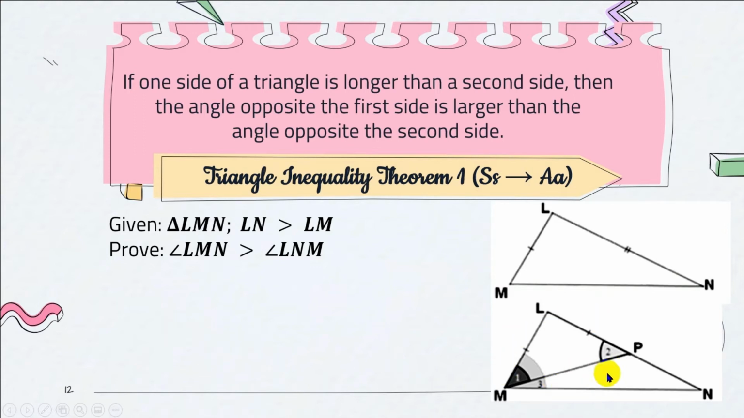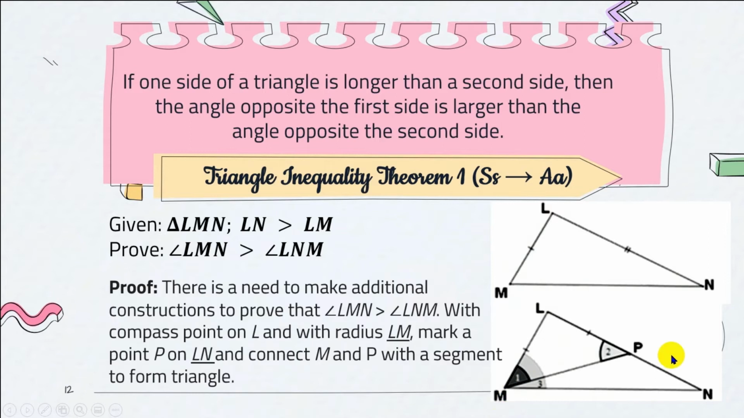So, as you can see, we have another figure here na nanggaling din from our first figure or dun sa mismong given natin. So, dito, bakit siya nagkaroon ng line segment MP? So, there is a need to make additional constructions to prove that angle LMN is greater than angle LNM.